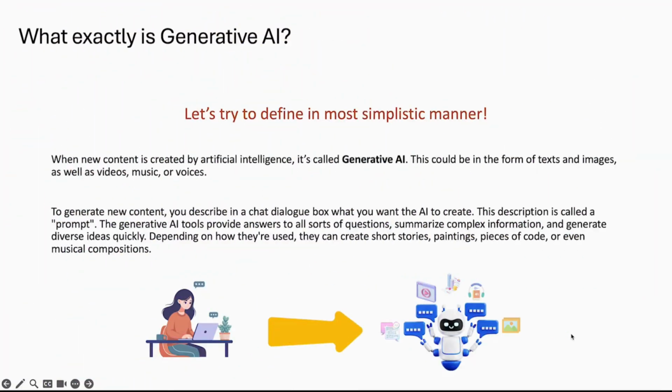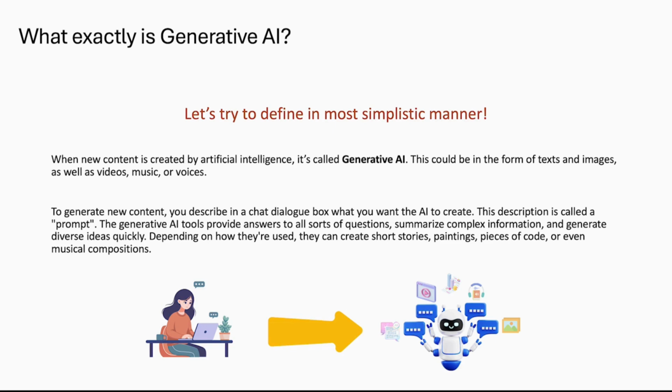So, what exactly is generative AI? Let's try to answer this question in an extremely simplistic manner. When new content is created by an artificial intelligence, that's called generative AI. And that new content can be of any format. It can be in the form of text, image, video, music, voice, whatever format an artificial intelligence can create, it's called generative AI.